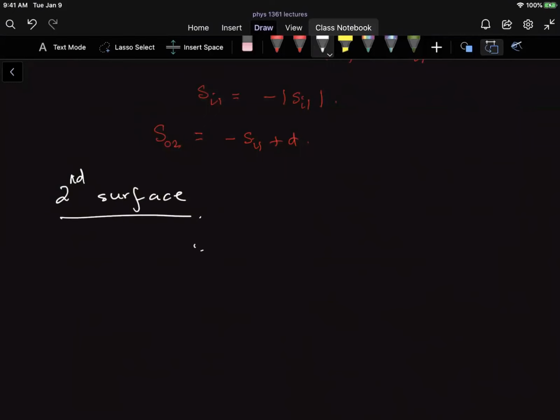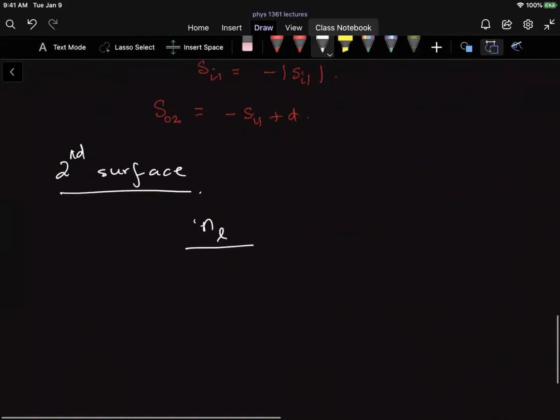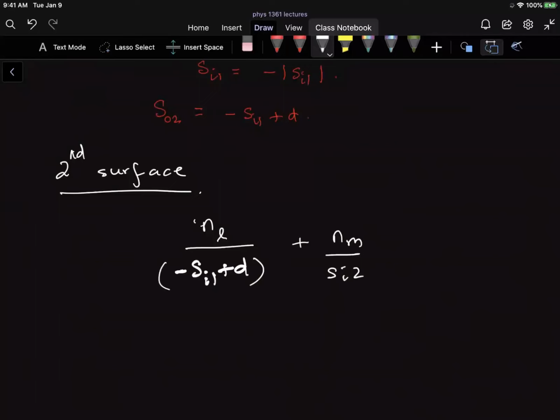Again, I will point out to you that the rays that traverse the medium N_L over here are emanating from the object point P prime. Therefore, it's as if this entire sphere to the left of it was filled with a material of refractive index N_L. Now we can substitute for S_O2 by that construction that I just showed you as minus S_I1 plus D, plus N_M divided by S_I2. And of course, we now put in N_M minus N_L divided by R2. And this is equation 2.